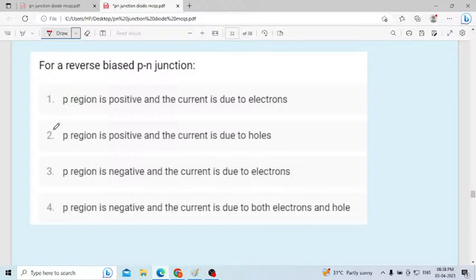That's why I'm asking. For a reverse biased PN junction, this question is based on reverse bias. Option one: P region is positive, the current is due to electrons. Option two: P region is positive, the current is due to holes. Option three: P region is negative, the current is due to electrons. Option four: P region is negative, the current is due to both electrons and holes. Tell me what is the correct answer for this question. In the reverse bias, yes, it is clear. Okay, then answer the question.